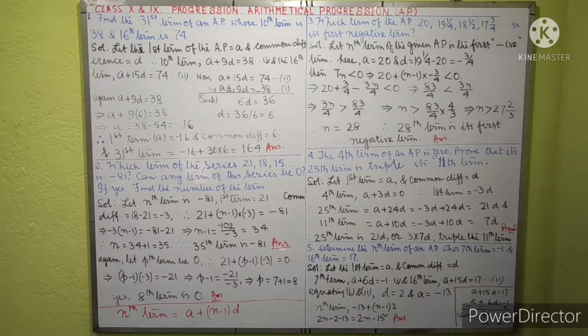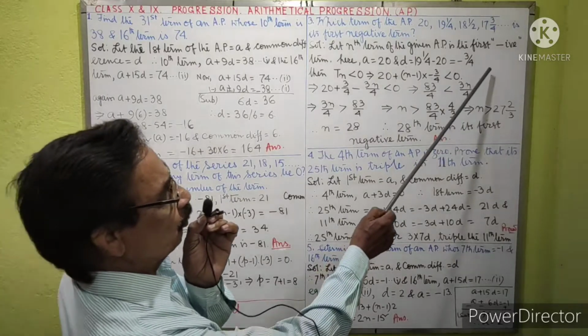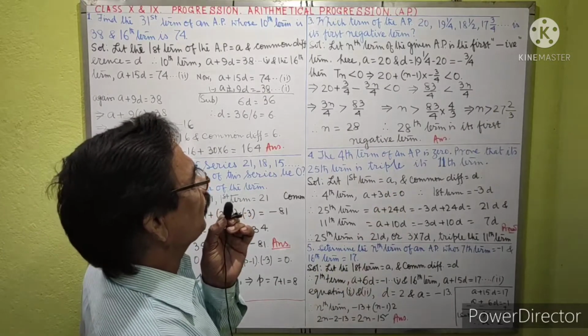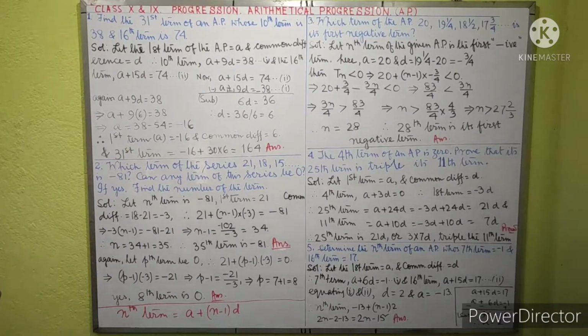Next question: which term of the AP 20, 19 1/4, 18 1/2, 17 3/4 is its first negative term? This is a very typical sum. Let us say that the nth term of the given AP is the first negative term. Minus means negative term. Here A, the first term, equals 20 and the common difference equals 19 1/4 minus 20, that is minus 3/4.